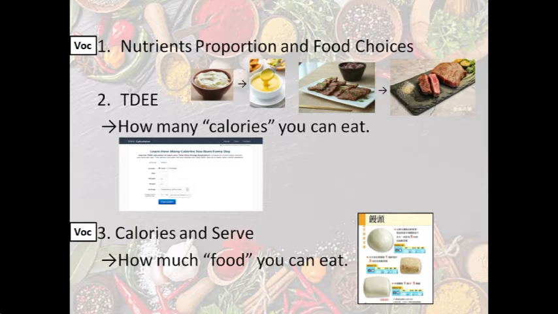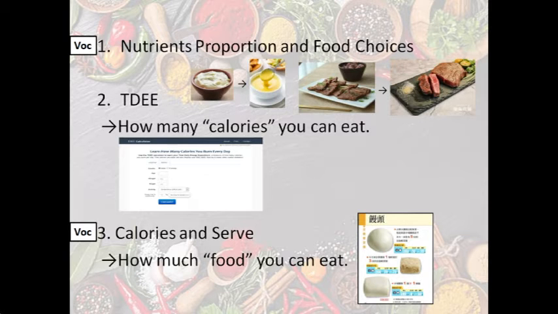Secondly, I will teach you what TDEE is. TDEE is the amount of calories you spend in a day. So you need your TDEE to set your calorie goals for your daily consumption. And also, I will use a TDEE calculator to help you evaluate your TDEE and your calorie goals.